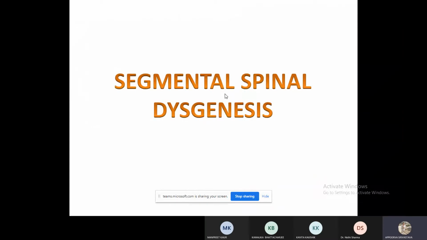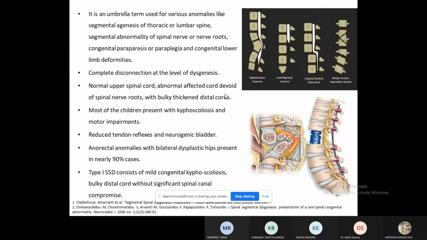Next is segmental spinal dysgenesis. It is an umbrella term used for various anomalies like segmental agenesis of the thoracic or lumbar spine, segmental abnormality of the spinal nerve or nerve roots, congenital paraparesis or paraplegia, and congenital lower limb deformities. Complete disconnection at the level of dysgenesis occurs. Normal upper spinal cord, abnormal affected cord devoid of spinal nerve roots with bulky thickened distal cords.